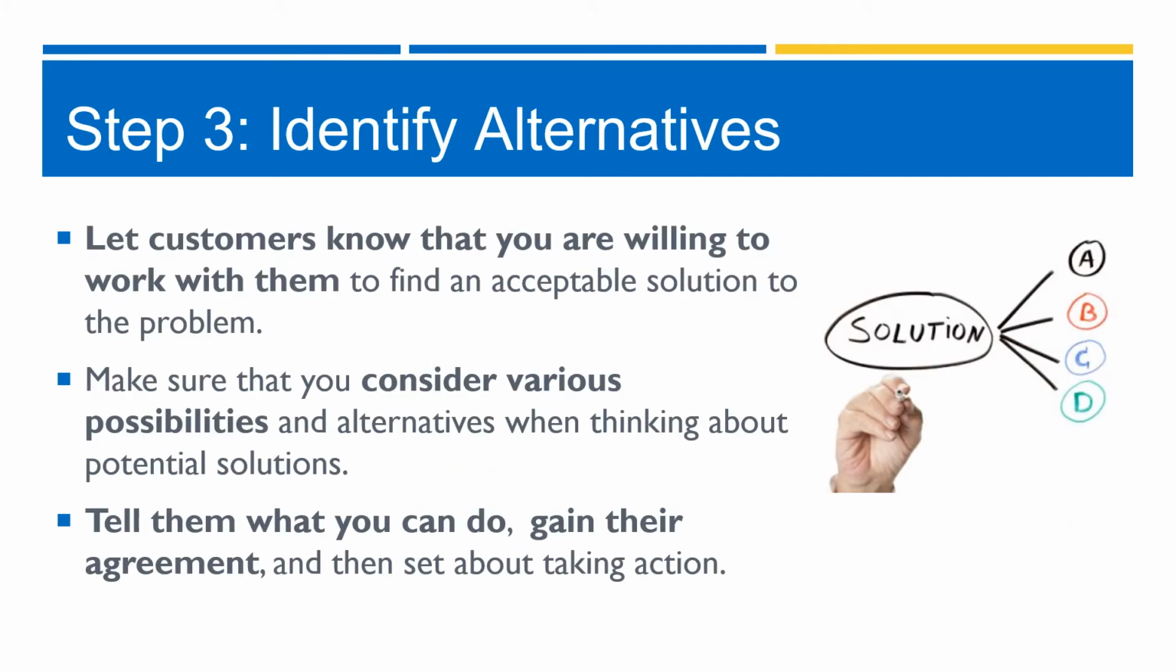The next step is to identify the solution alternatives. First, let customers know that you are willing to work with them to find an acceptable solution to the problem. Make sure that you consider various possibilities and alternatives when thinking about potential solutions. Tell them what you can do. Gain their agreement, and then set about taking action.